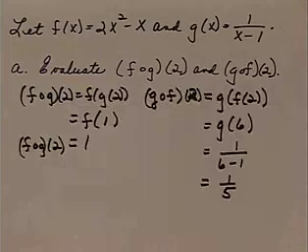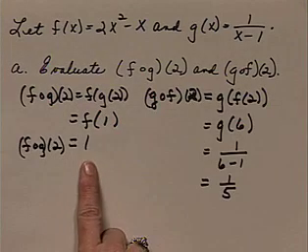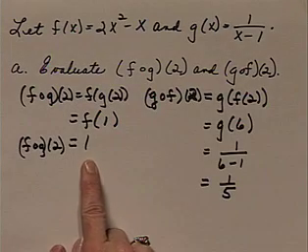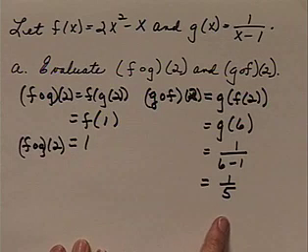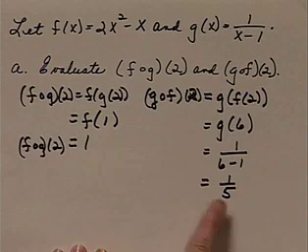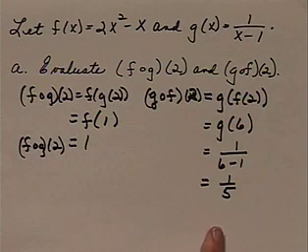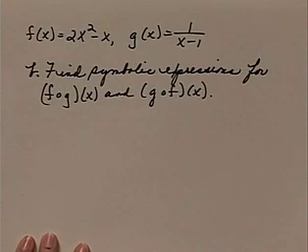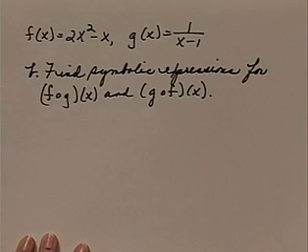Now, did you notice that the two answers are different? That's important to remember. The composition of g with f is not always equal to the composition of f with g, all right? So they may not be the same. Now, we're ready to finish our problem. We want to find symbolic expressions for both of our compositions.